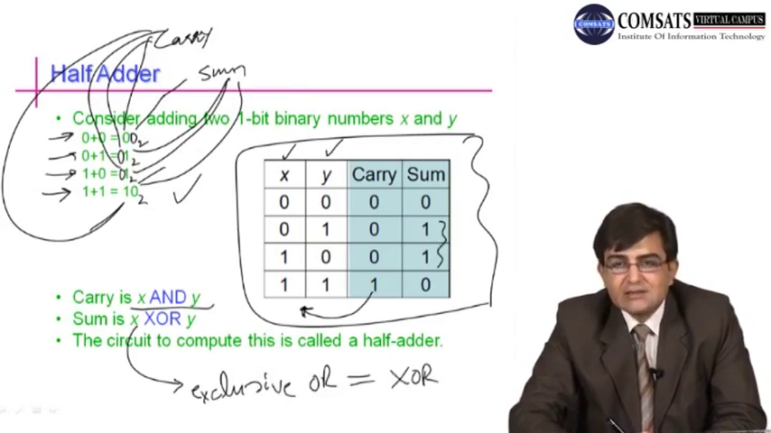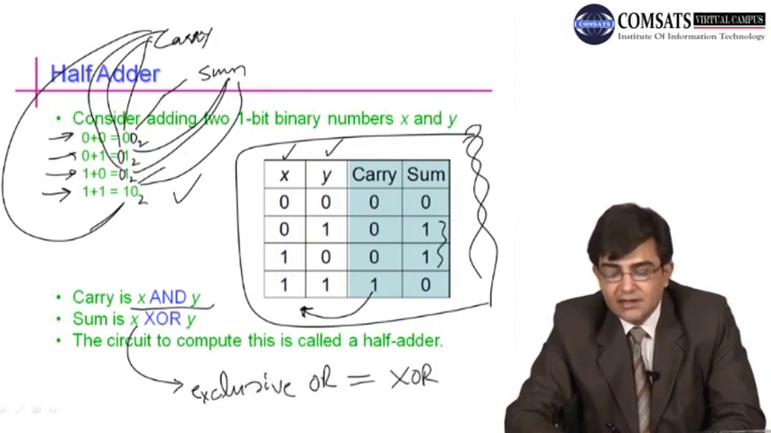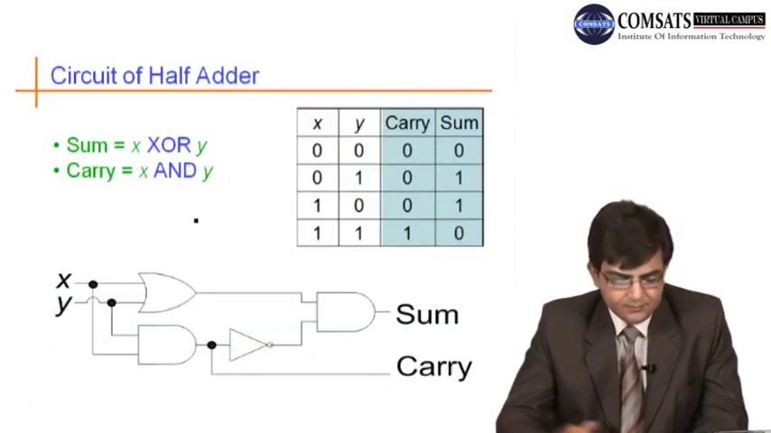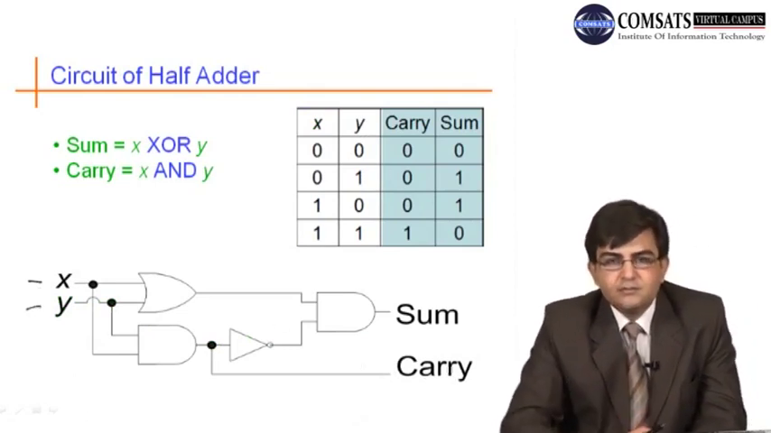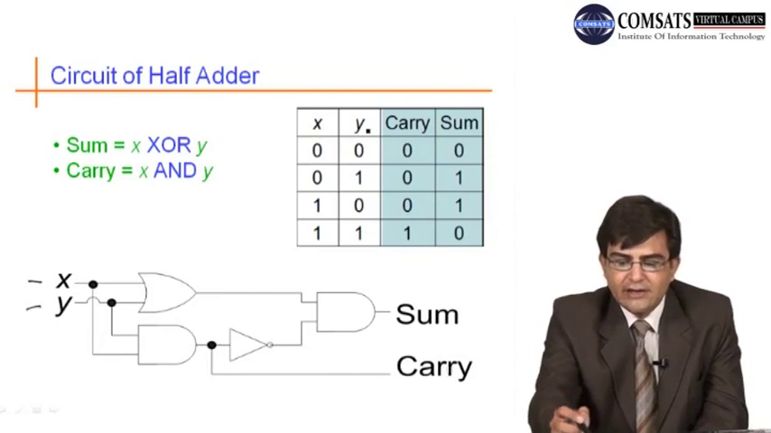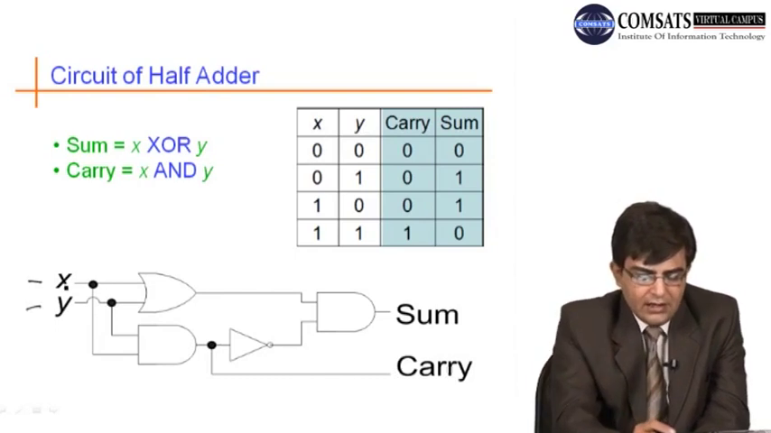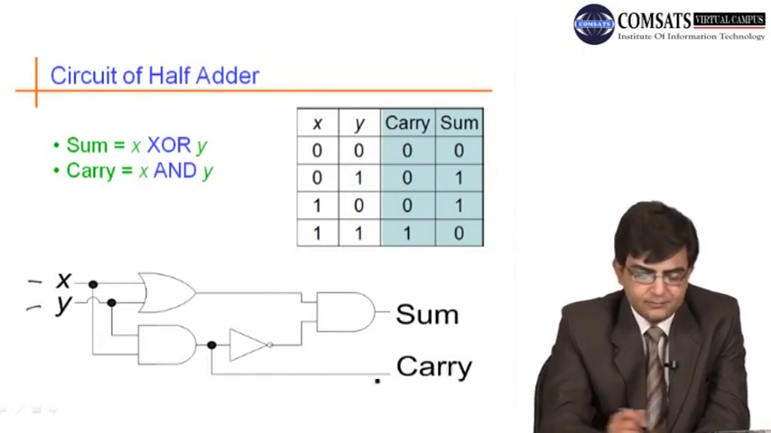The circuit to compute this is called a half adder circuit. If we calculate by using a circuit, this circuit is called basically a half adder, and the circuit is this, where the inputs are X and Y. By looking at the truth table here, we have X, Y, carry, and sum, because the outputs are also 2. When we have both inputs 0 0, the sum is basically 0, and we construct this circuit.